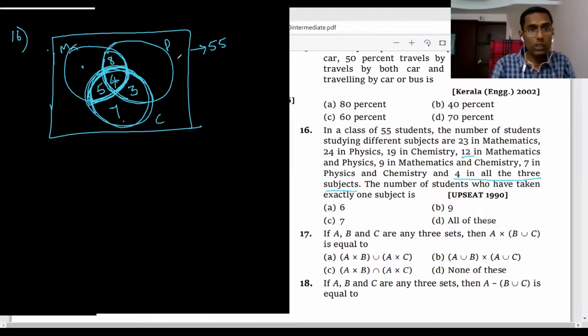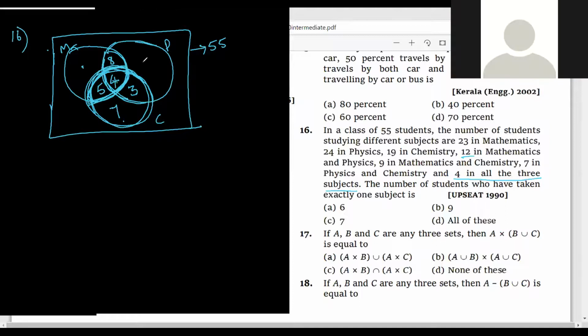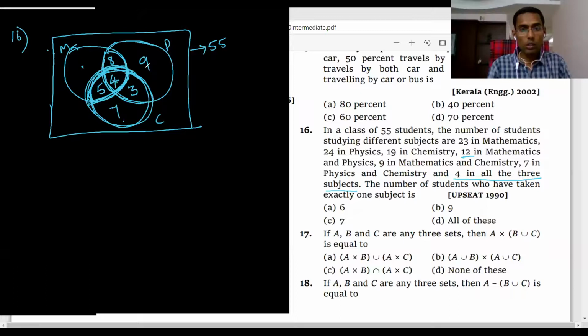24 in physics. This total is physics 24, but some is already gone. This 4 and this 12, and this is already 15. 15 gone from 24. So from 24, 15 already came. So therefore this is 9. D is the answer. Okay, thank you.